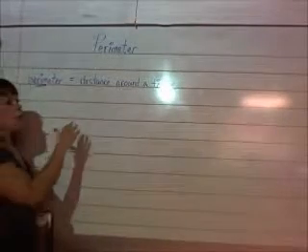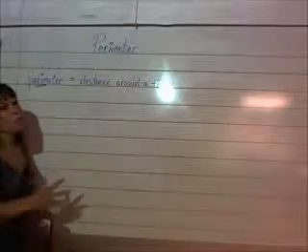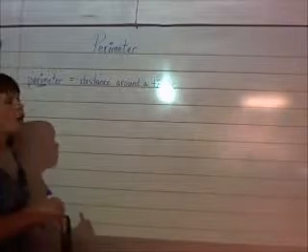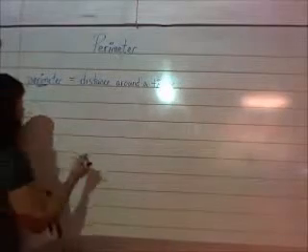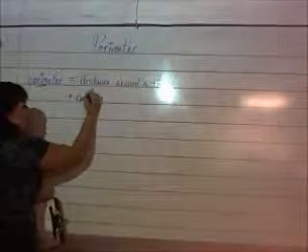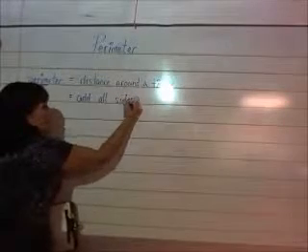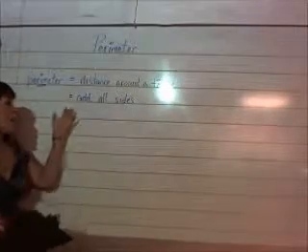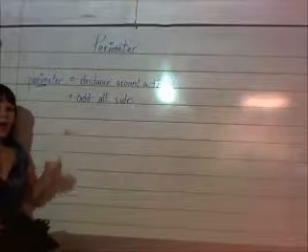Perimeter, got that R-I-M, perim. So you're going around something. You're going around the rim of it. So it's the distance around a figure. Also, to find perimeter, you're going to add all sides. And that's as simple as we can make it. Perimeter is you're going to add all sides.